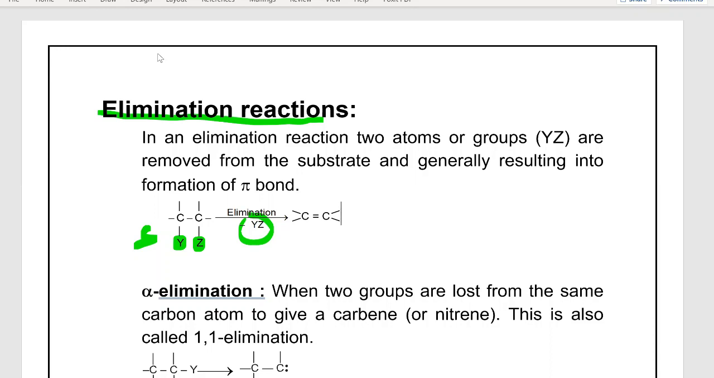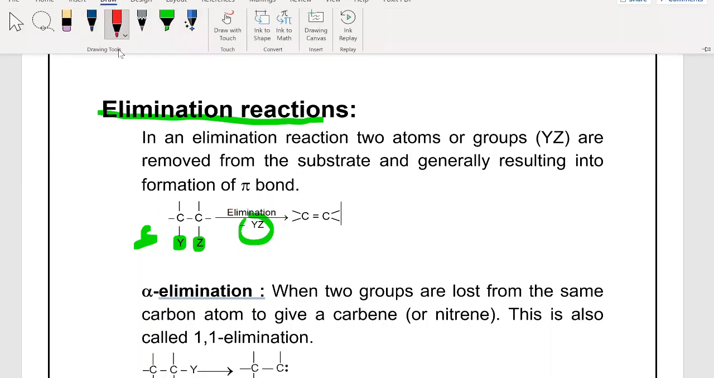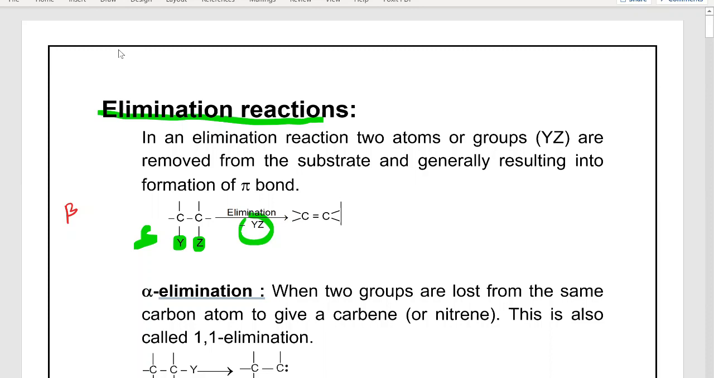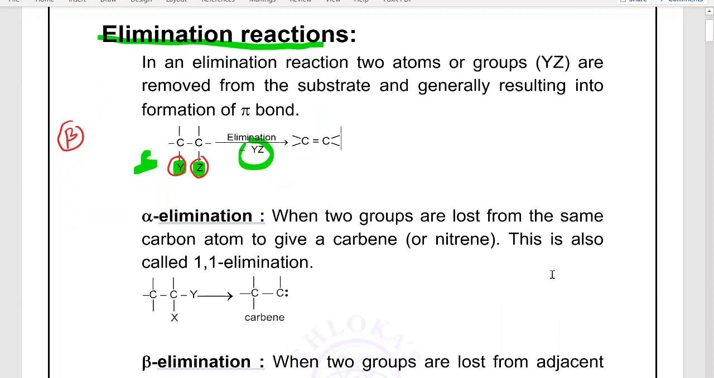This elimination is called beta elimination. Why is it beta elimination? Because we have removed two atoms or two groups from adjacent carbon atoms. It may be 1, 2 or 2, 3, or whatever it may be. Hence the elimination is called beta elimination. Then what about alpha elimination, gamma elimination, all these things?